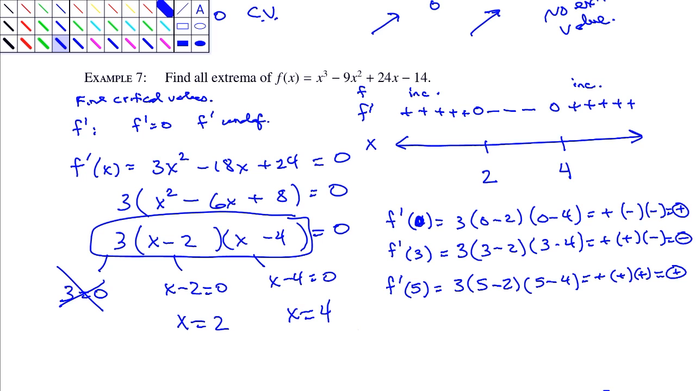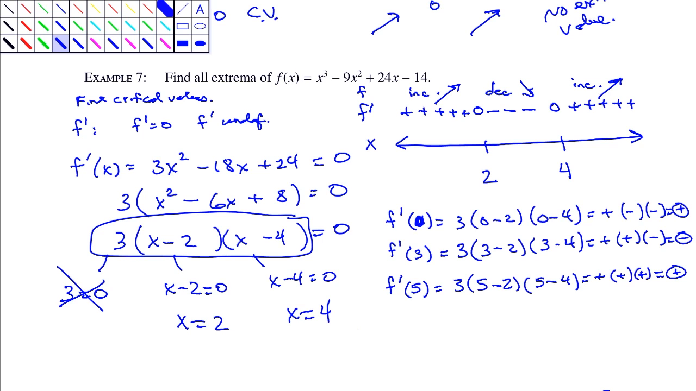Sometimes you'll see people write INC. Sometimes you'll see people write this increasing arrow. It's not straight up and down. We use straight up and down for concavity, which we do later on today. But it's a slanted one. And then it's decreasing from 2 to 4. You'll also see this decreasing arrow here.